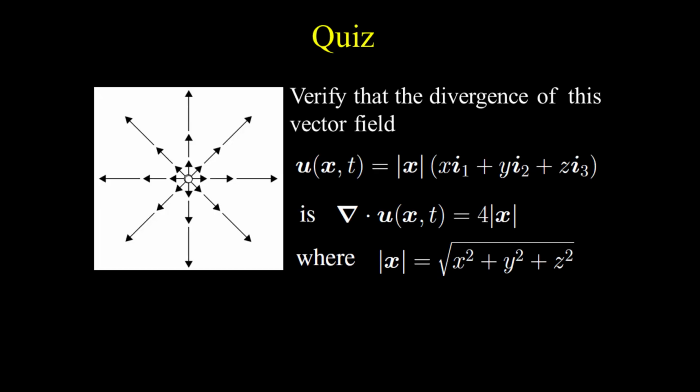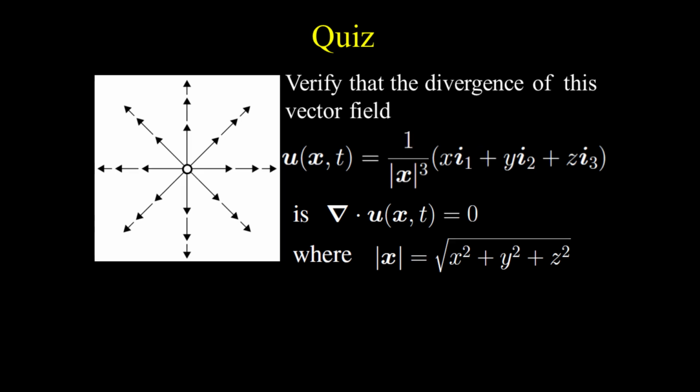In this quiz, verify the divergence of the following vector. The divergence of the vector field here is increasing linearly with distance from the origin. Verify the divergence of this vector field. The divergence of this field is 0 at all points away from the origin. That is, divergence everywhere except at the source.